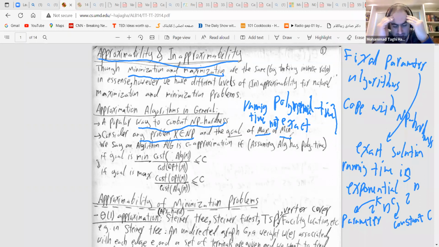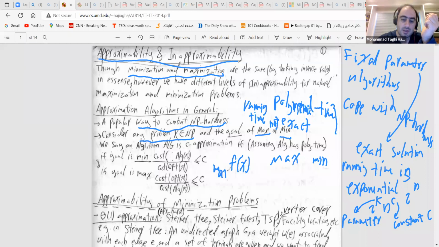And the goal can be maximization or minimization. In general, when we talk about maximization or minimization, it means the objective function is a maximization or minimization. Of course, in one way there is no difference between them, because if you want to maximize a function f of x, you can always say minimize minus f of x, and vice versa. So these two are equivalent in some sense. In that sense, there is no difference between maximization and minimization problems.